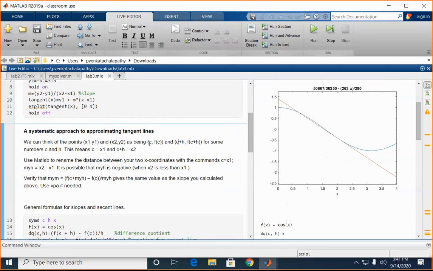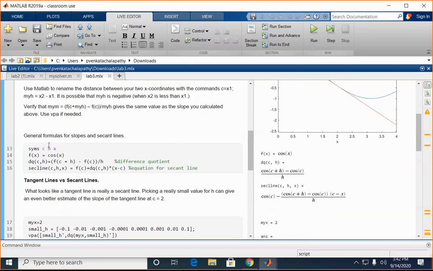Likewise, when you get the third point here, at value 3, I can call it c plus h, because when you add some value to c, you will get the second point. That is the meaning of that, and the difference between those two values will be h. Got it? So I'm just going to replace the coordinates with a different notation.